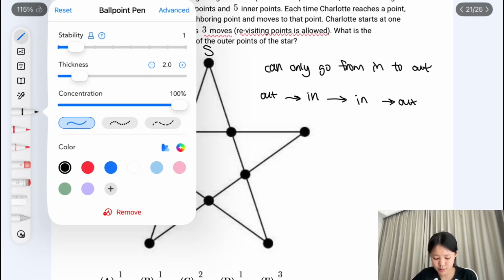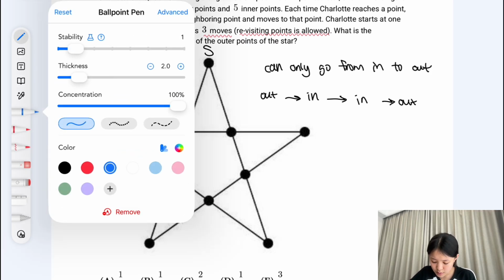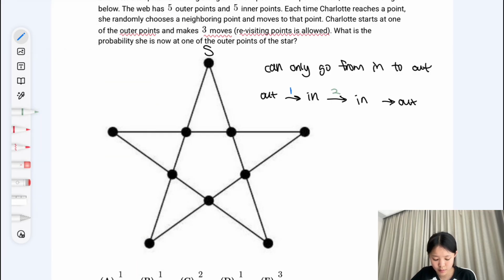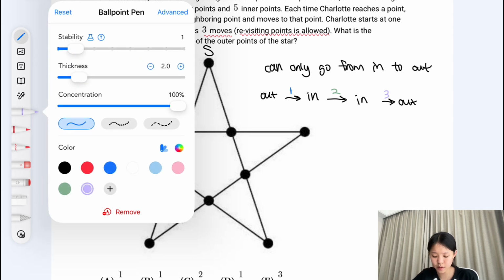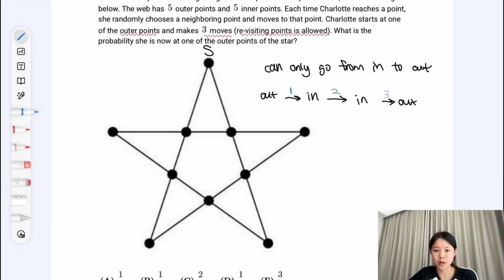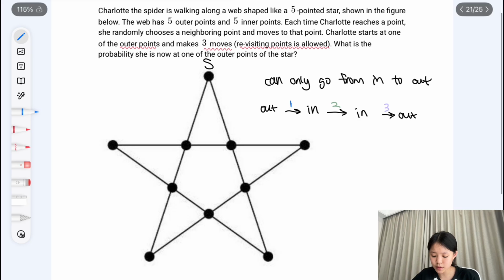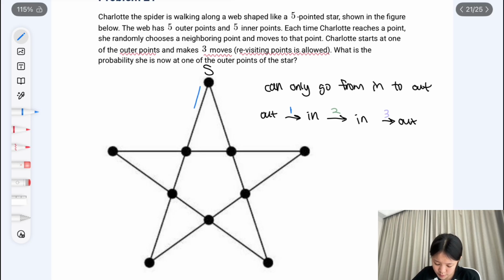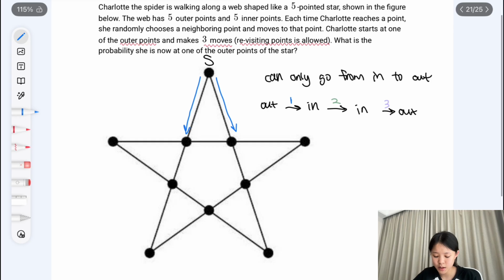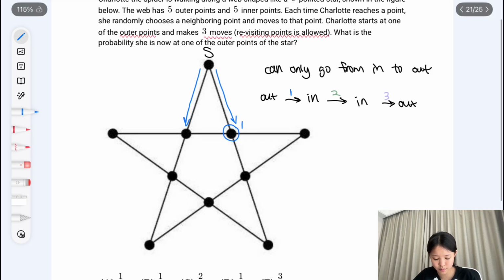If we view the first move as a blue line, the second as a green line, and the third as a purple line, let's start from the blue line, assuming that she wants to reach an outer point at the end. So she starts here at the top. She has 2 choices. She can go down to the left inner point or the right inner point. So let's say she goes to this one as her first position.